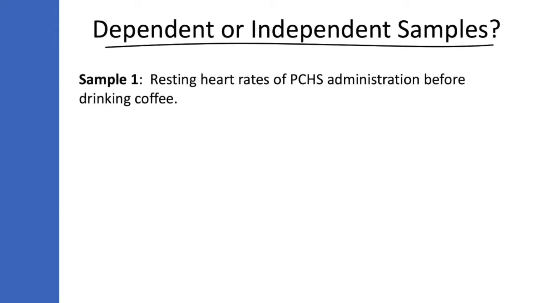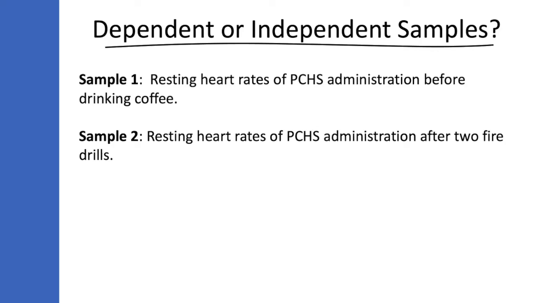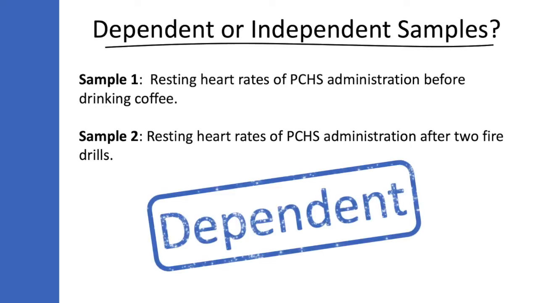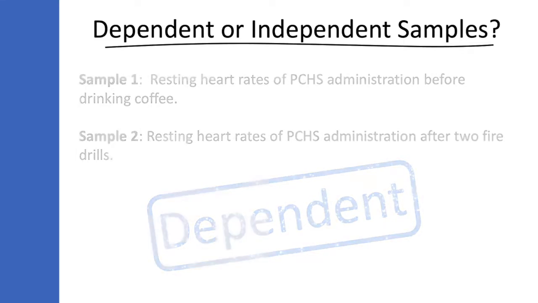Let's say we have sample 1, the resting heart rate of the PCHS administration before drinking coffee, and sample 2, the resting heart rates of PCHS administration after 2 fire drills. What do you think? Those would be dependent. It's the same people that are being tested.